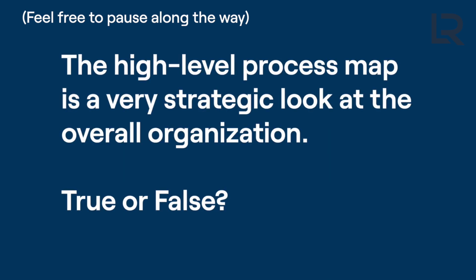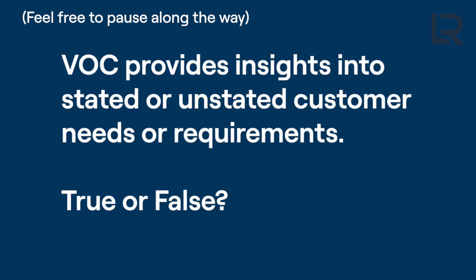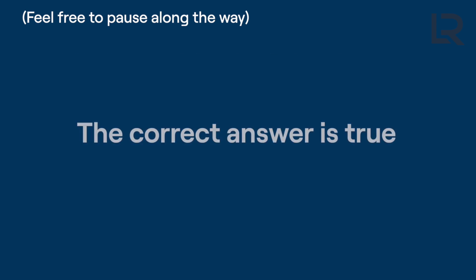Question 3. The high-level process map is a very strategic look at the overall organization. True or false? The correct answer is true. Question 4 is, VOC provides insights into stated and unstated customer needs or requirements. True or false? Once again, the correct answer is true.